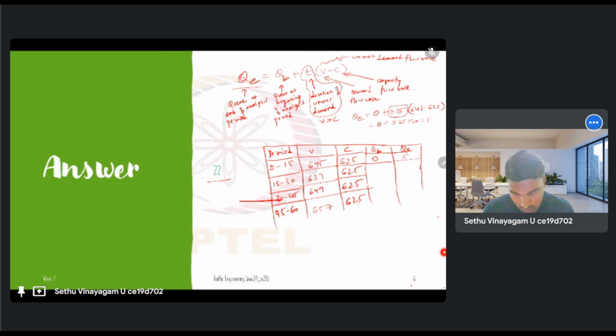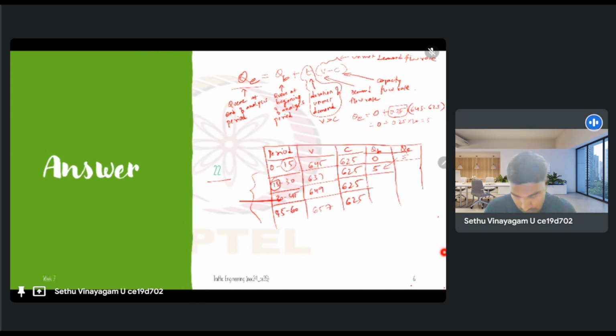Okay, so now what happens? Whatever Q was there at the end of the first analysis period becomes the Q at the beginning of the second analysis period, right? Because these are continuous time periods. Whatever is the end will become the beginning of the next period. Then we have to repeat it.